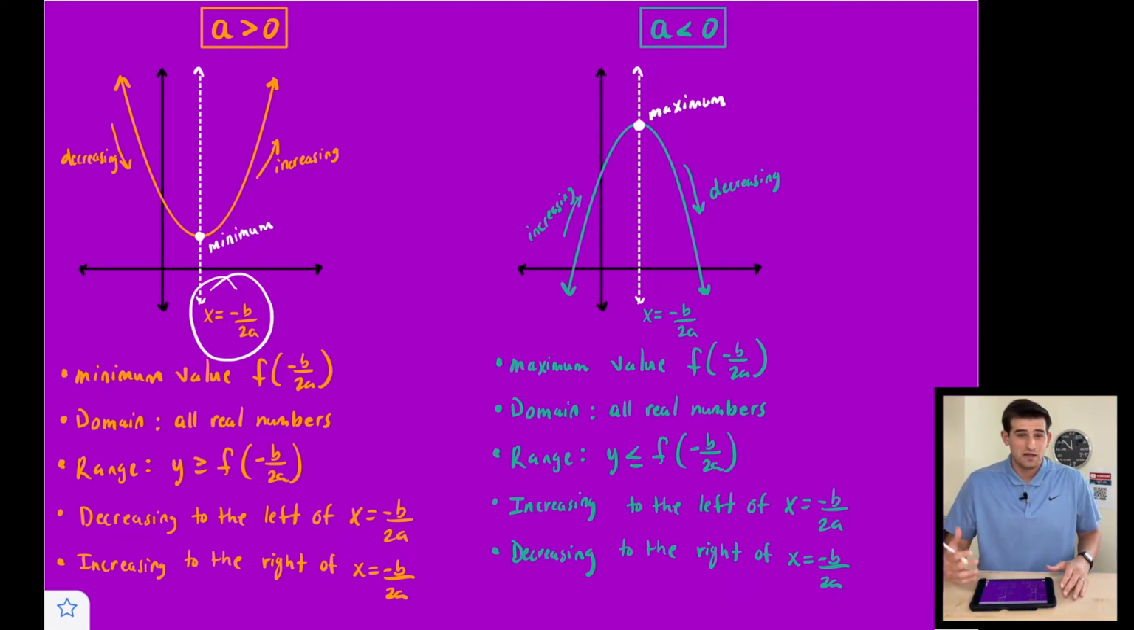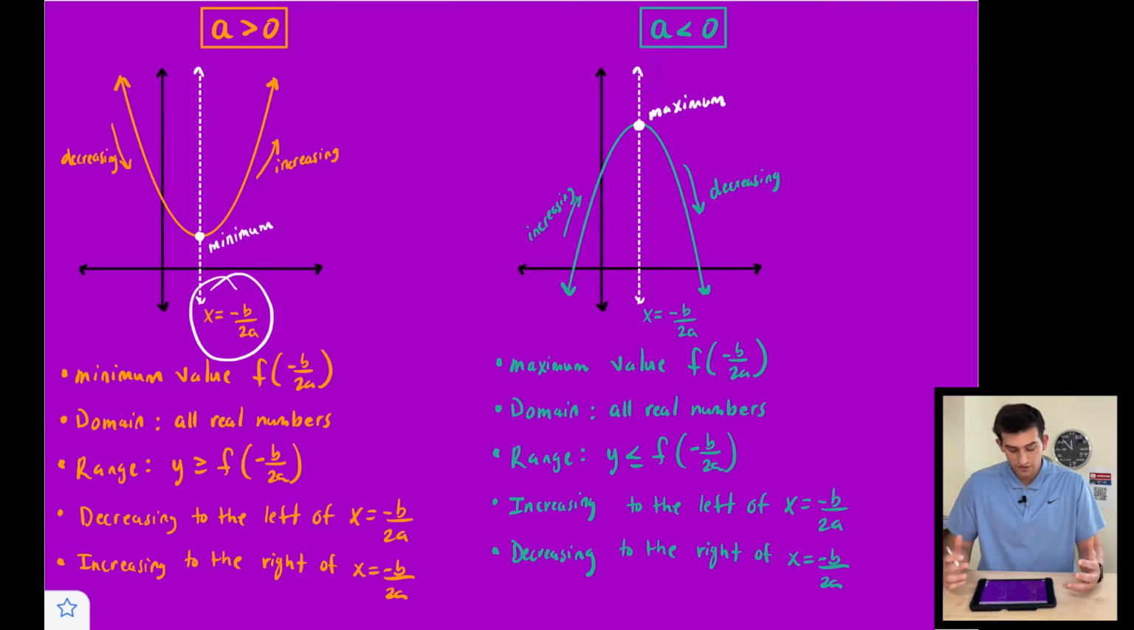So to find the maximum or the minimum, we can start off by finding the axis of symmetry, so x equals the opposite of b over 2a. And once we have that number, we can find f of that number, which means just take that value for x and plug it back into your equation to solve for y. And that y value is going to be your minimum or your maximum.